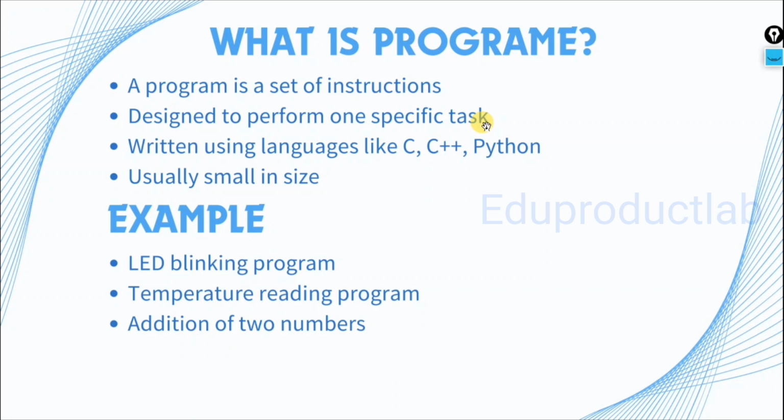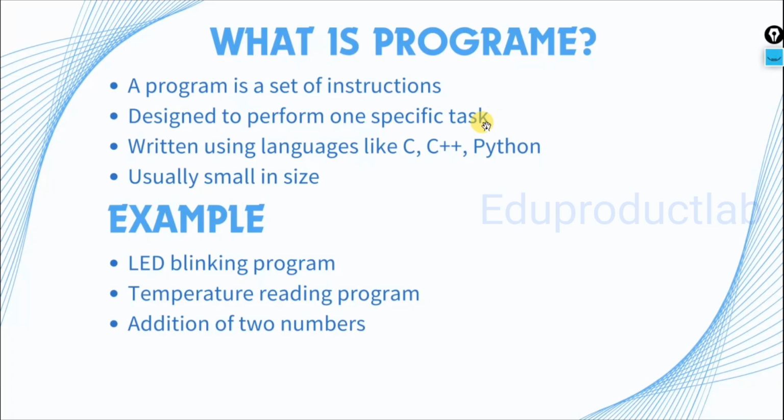What is program? A program is a set of instructions designed to perform one specific task, written using languages like C, C++, Python, usually small size. Okay. Example: LED blinking program, temperature reading program, then addition of two numbers.